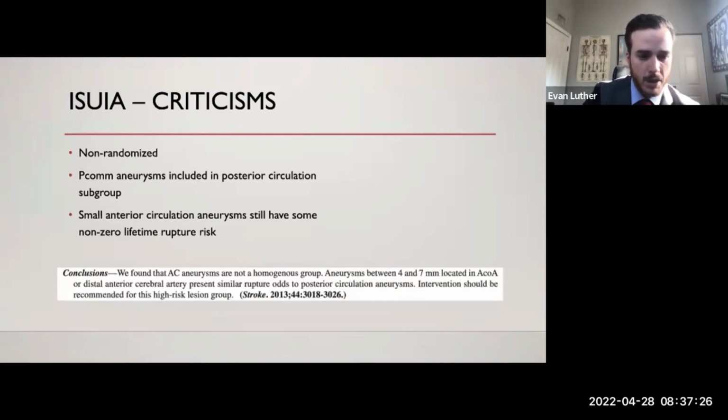And I just included this here because, years later in 2013, albeit in a retrospective study, they evaluated anterior communicating artery aneurysms and found that those that were 4 to 7 millimeters, which would have been classified as 0 rupture risk in the ISUIA study, had similar rupture odds to posterior circulation aneurysms, meaning they had higher rupture risk than we previously believed. So it's important that those are a little nuanced.